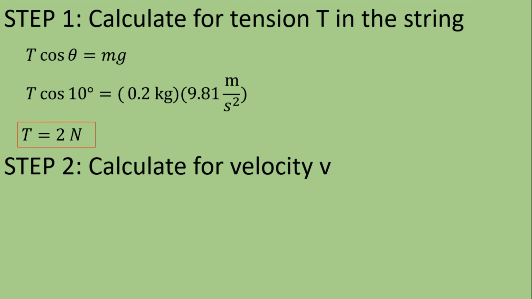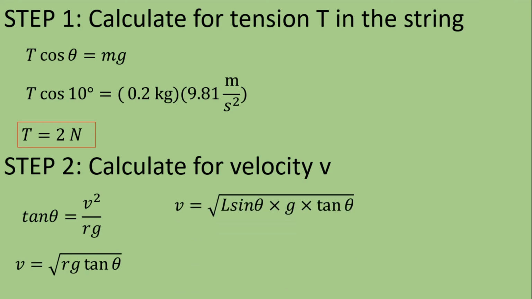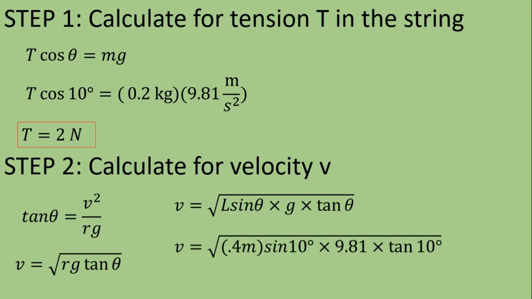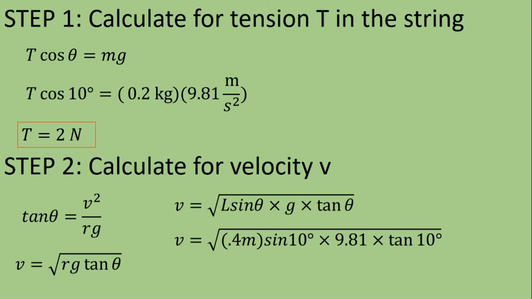To calculate for velocity, we have the formula for tangent theta na equal sa v squared over rg. Since given naman yung theta, given yung radius, and then we have gravity, makukuha natin yung v. So we have v is equal to the square root ng r g tan theta. So ating velocity ay square root ng L sin theta times gravity times tangent theta, which is 0.4 meters, yung length ng ating string, sine 10 degrees times 9.81 meter per second squared, and then tangent 10 degrees. Then we get velocity is equal to 0.35 meter per second.